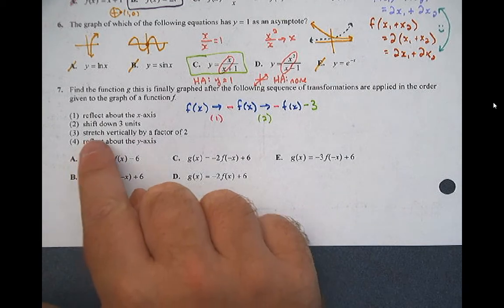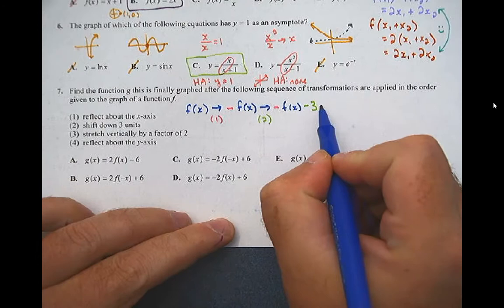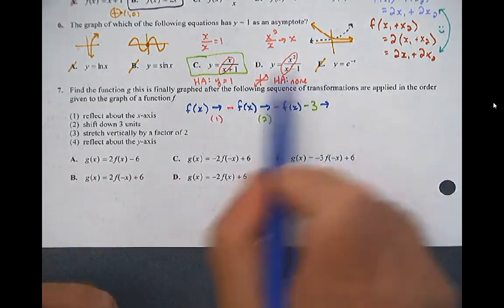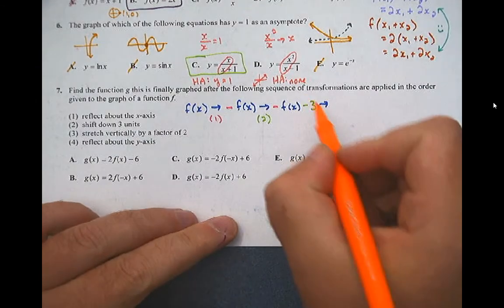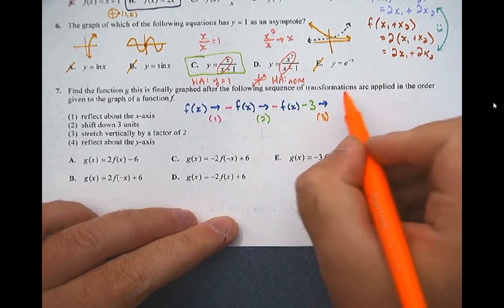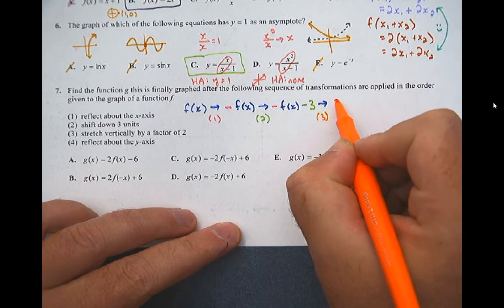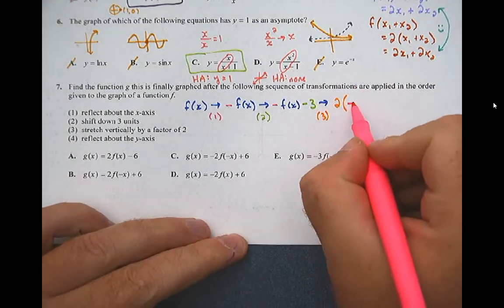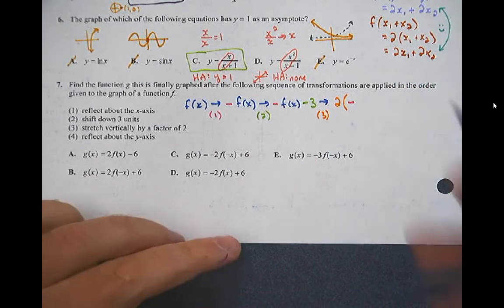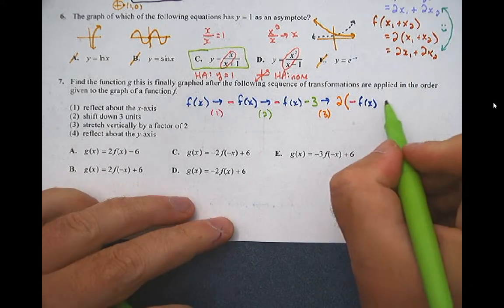Now I want to do a stretch vertically by a factor of 2. So you've got to be careful here because this means that I've got to stretch everything. Because they said we have to do it in their order, this is going to stretch everything in our function. So now I'm going to take this thing and I'm going to put a 2 around everything. Negative f of x minus 3.